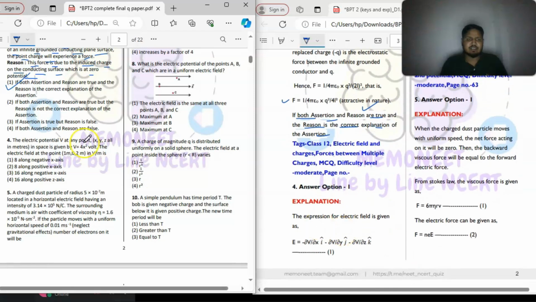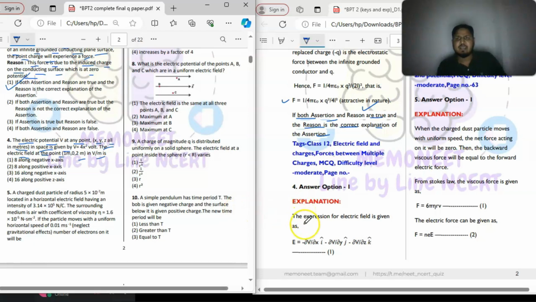Now move to the next question. So what is the next question? The electrical potential V at any point x, y, z, all in meters, in space is given by V is equal to 4 x square volt. Find the electric field at the point 1 meter, 0, 2 meter in volt per meter.